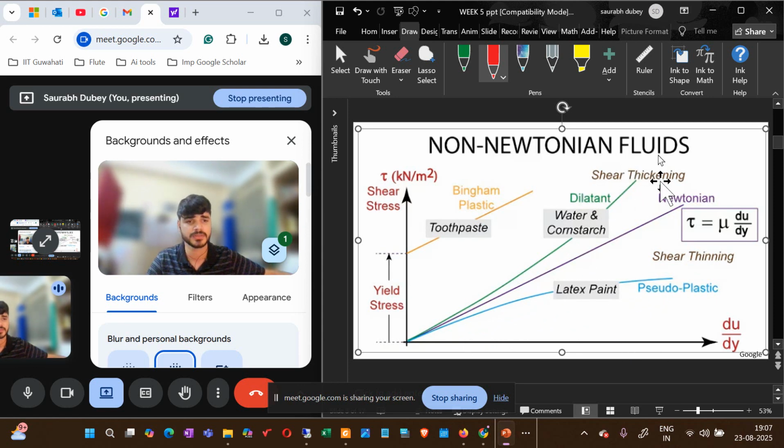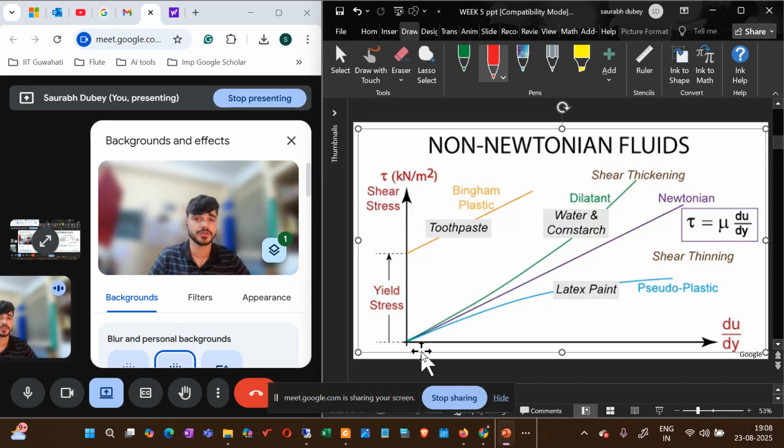The decreasing slope is for pseudoplastic, and the increasing slope is for dilatant fluids. Then there is the Bingham plastic. For example, toothpaste is a Bingham plastic, and pseudoplastic is the latex paint that you have. Dilatant is the water and cornstarch mixture; cornstarch is a dilatant fluid, which is shear thickening. Pseudoplastic is shear thinning. So for toothpaste, which is a Bingham plastic, there will be a yield stress.